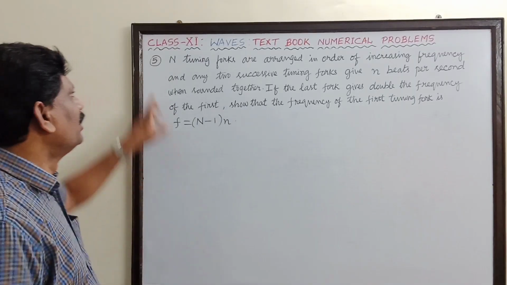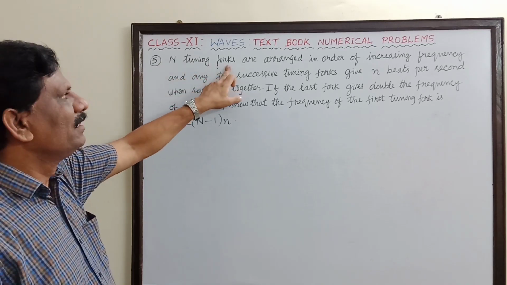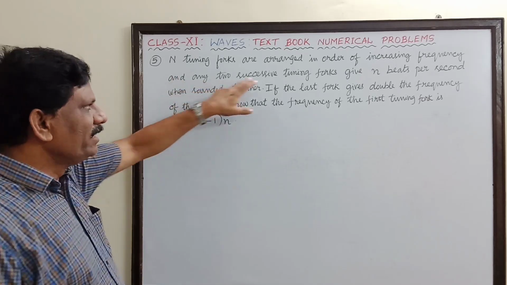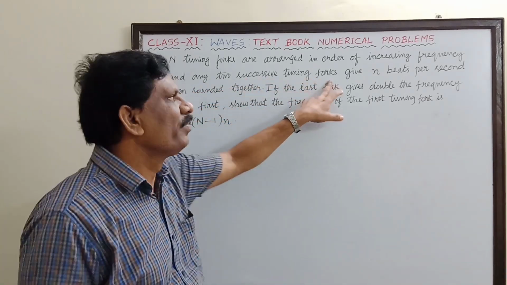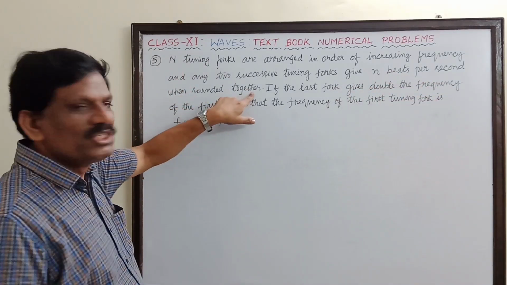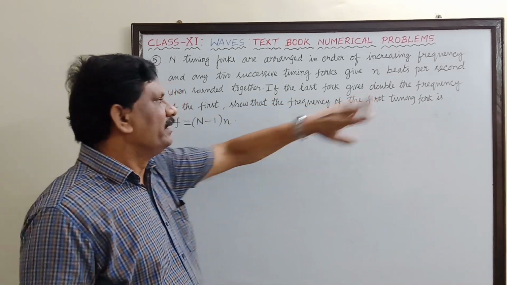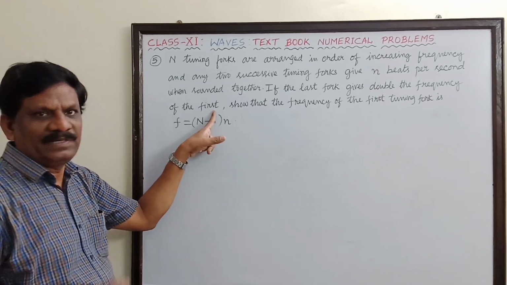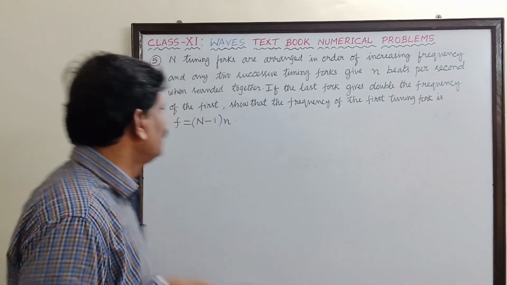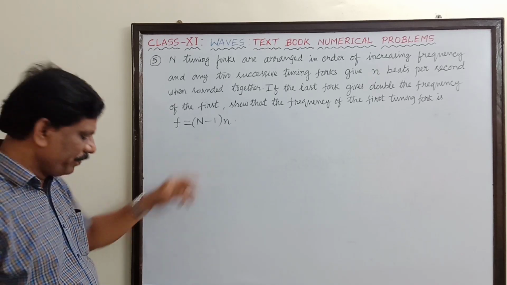Hi students, problem number 5. N tuning forks are arranged in order of increasing frequency and any two successive tuning forks give n beats per second when sounded together. If the last fork gives double the frequency of the first, show that the frequency of the first tuning fork is f equal to (N minus 1) into n.